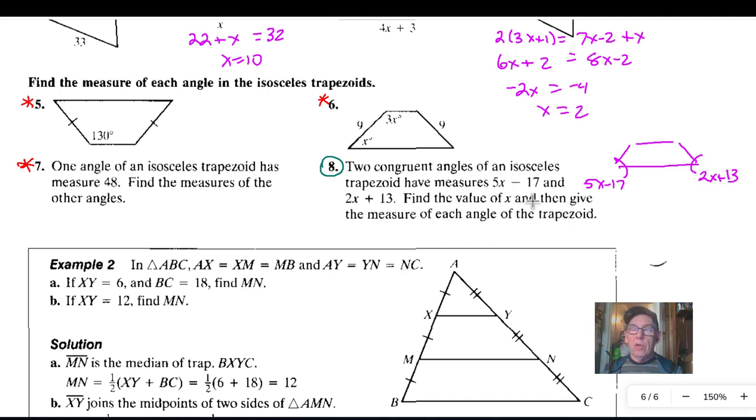Doesn't have to be to scale. And then we want to find out what each angle measure is. So these two angles need to be congruent. So 5x minus 17 equals 2x plus 13, and we can find out the x that makes it work out.